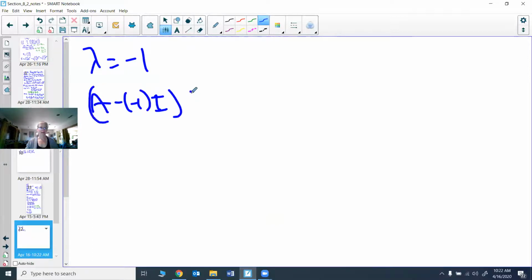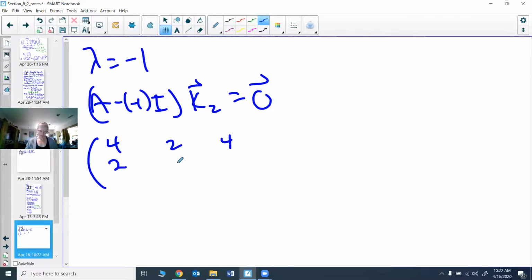I'm gonna multiply that by K2, let's call it, and that's gonna equal 0. So when we do A minus lambda I for this one, we get 4, because 3 minus a -1 is 4: 2, 4. The next row would be 2, and then 0 minus a -1 is just 1, 2. And then 4, 2, and again, 3 minus a -1 is 4.